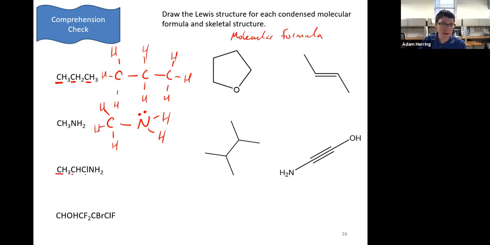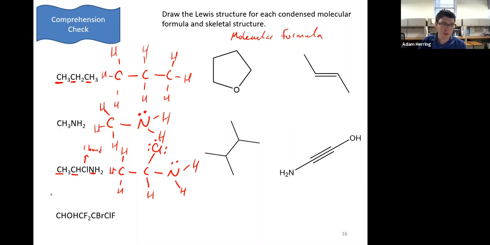This third one, we can see 2 carbons, a chlorine, and then another nitrogen. Remember, chlorine being a halogen only forms 1 bond when it's not in the center of the atom. So we have a carbon with a carbon, and then the nitrogen. This carbon here has 3 hydrogens. And this carbon has a hydrogen, a chlorine, and then the nitrogen. And the nitrogen has 2 hydrogens. And be sure that you include the lone pairs of electrons on chlorine and nitrogen.